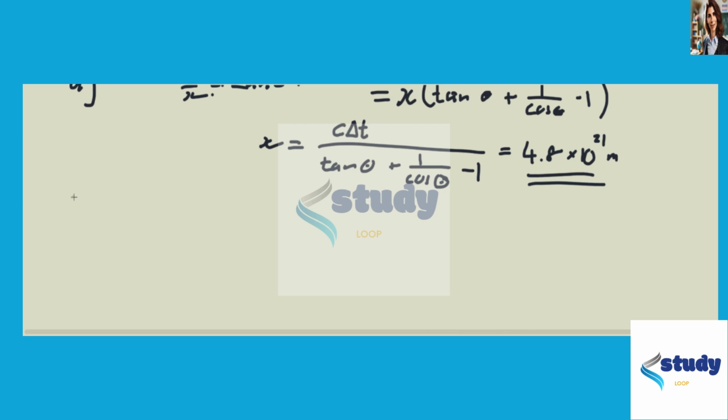Now what about part B? Part B is asking, does this answer make sense? Okay, so for this, you have to know that the size of the Milky Way is roughly 9.46 times 10 to the 20 meters. Okay, so what this means then is that this distance of 4.8 times 10 to the 21 meters is outside of the Milky Way. So indeed, this answer does make sense.